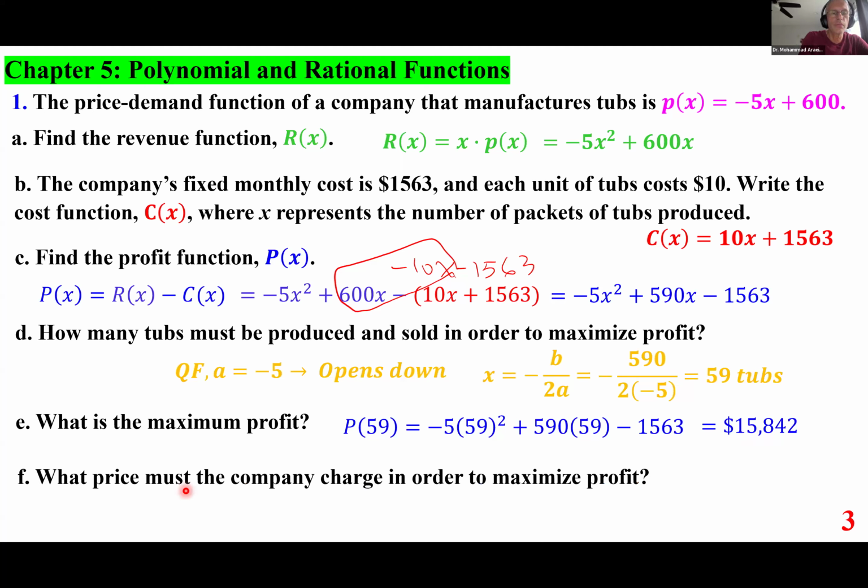What price must the company charge in order to maximize profit? In the beginning, the price function was given. Price function is minus 5x plus 600. Replace the x with 59. They add up to $305. That's how you get to the answer here.